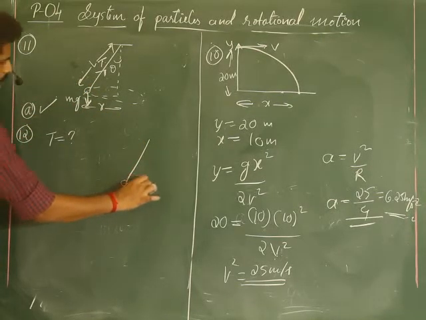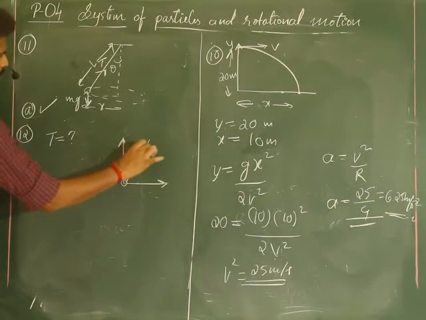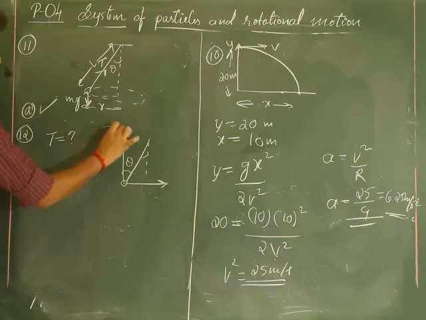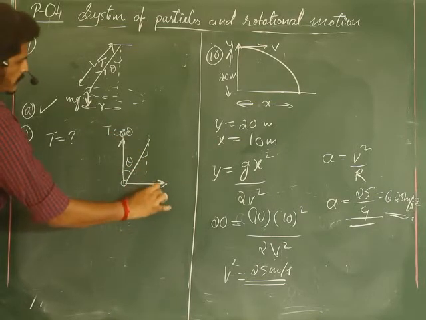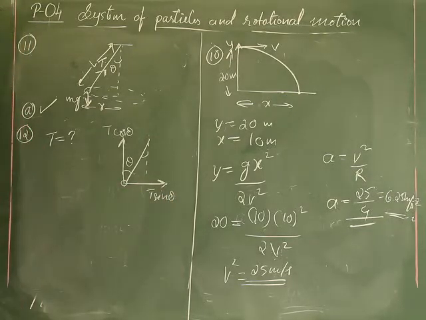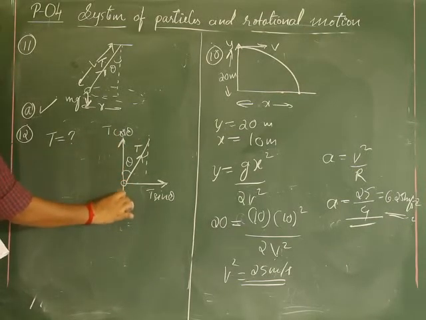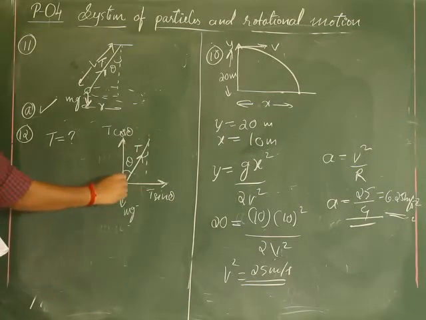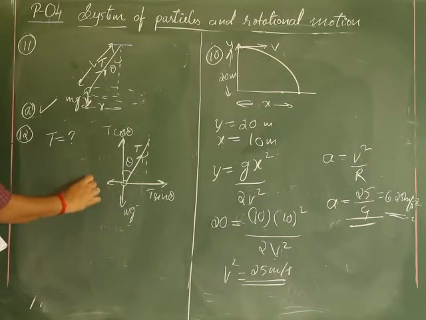This particle, suppose you split into components. This becomes T cos theta, this becomes T sin theta, correct? This is T, like this. So T cos theta is opposite to mg. T sin theta is the force, which is m omega square R.